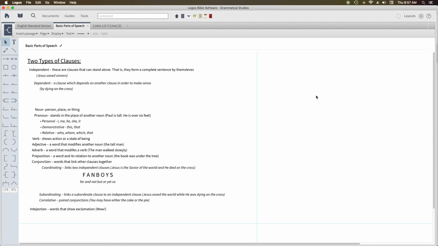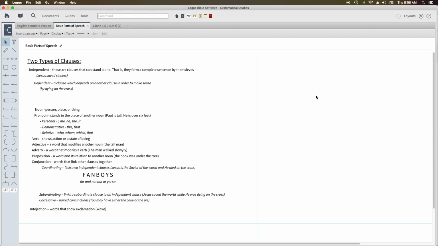However, if I say Jesus saved sinners by dying on a cross, you would say, aha, that's correct. See, so you have an independent clause being coupled with a dependent clause to make a whole idea there. So those are basically your 2 types of clauses.